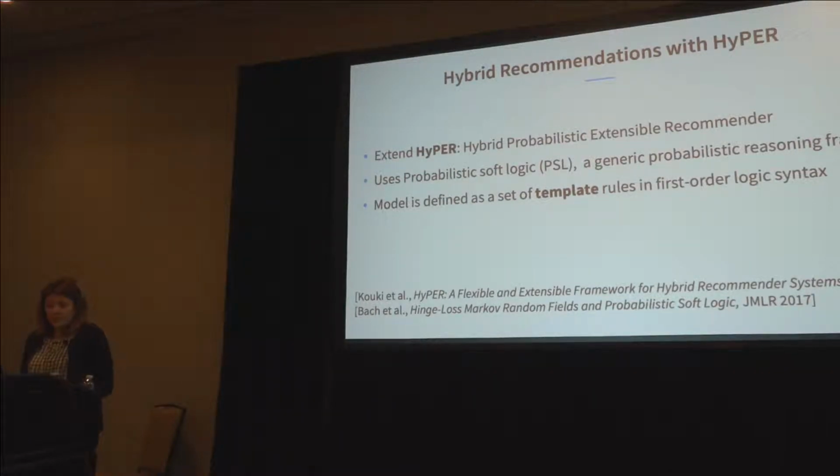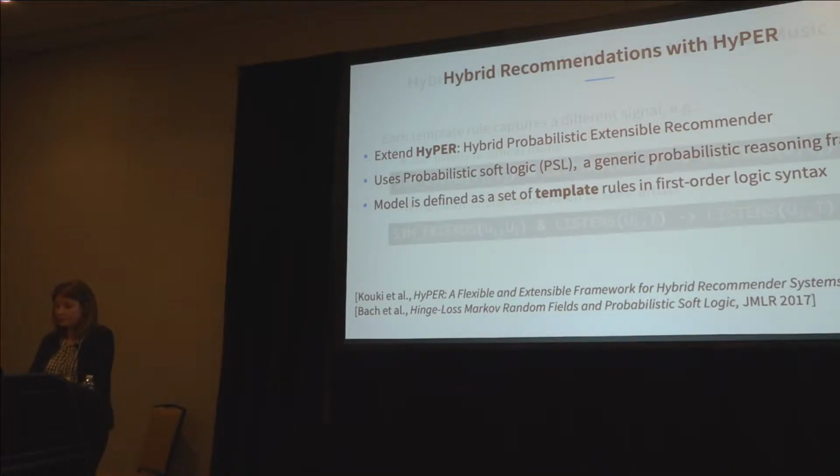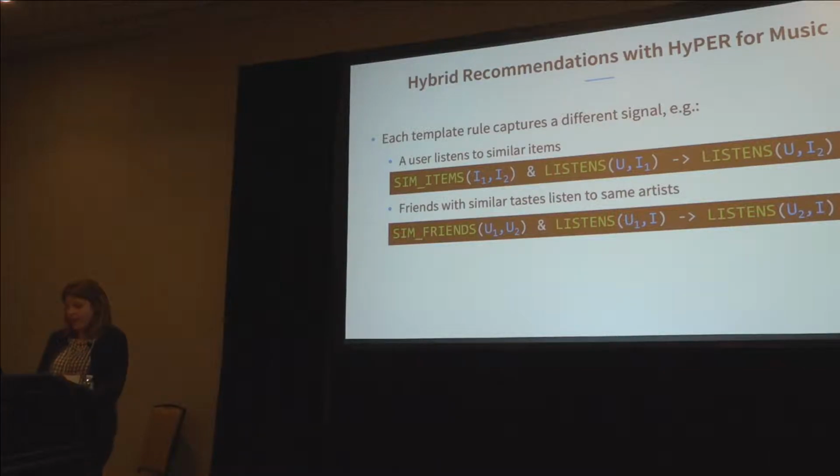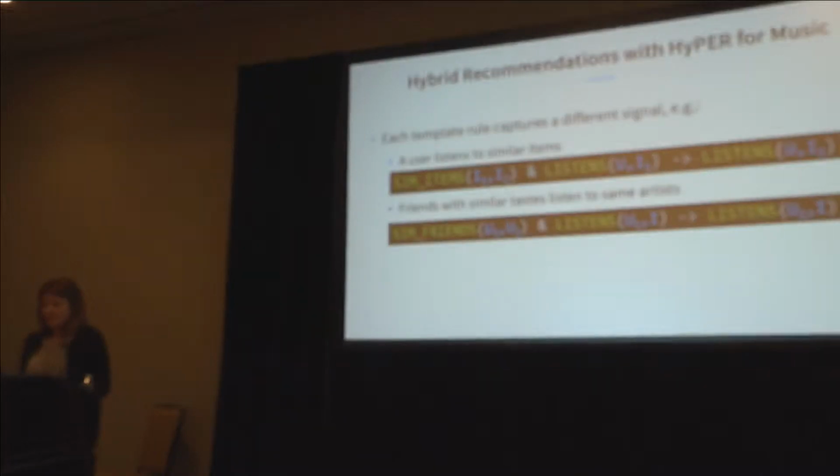To generate the hybrid explanations, we extend a hybrid recommender system that is called HYPER, which stands for Hybrid Probabilistic Extensible Recommender, and it is a hybrid recommender system that can combine any number of information sources. HYPER underneath uses probabilistic soft logic, a generic probabilistic reasoning framework. Models in probabilistic soft logic are defined as a set of template rules in first-order logical syntax. In more detail, each template rule captures a different signal.